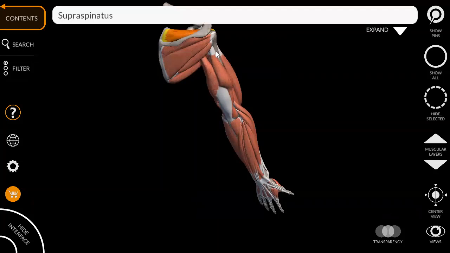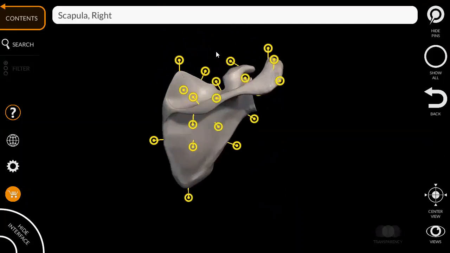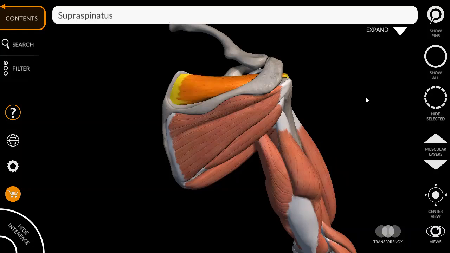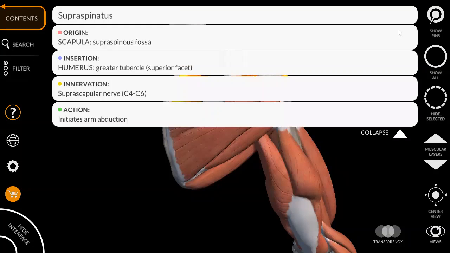Okay, for the scapula, there is the spine of the scapula here. So this one is called the scapular spine. Supra and infra: supra means up and infra means down. So this is called the supraspinatus, which means it's above the spine of the scapula. And this one has an origin and an insertion and an innervation and an action. So let's look at it carefully.